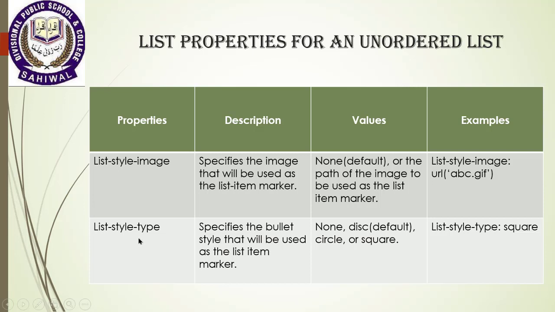Second one is the list style type. It specifies the bullet style that will be used as the list item marker. Its values should be none, disk, circle, or square. Students, disk is the default value of list style type property. It means when there is no value given, then disk style bullet will be appeared. It can be written like this: list style type square.